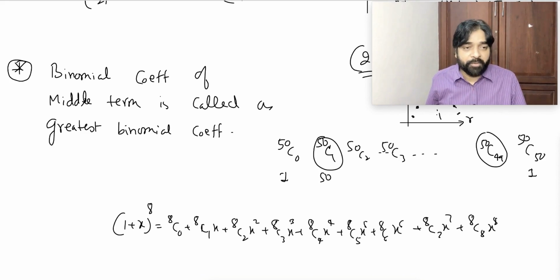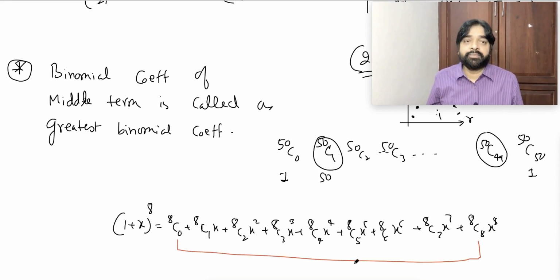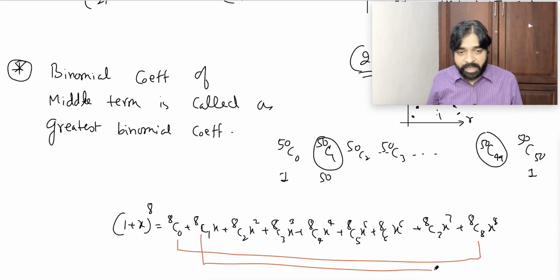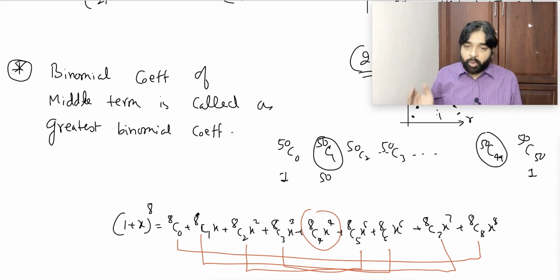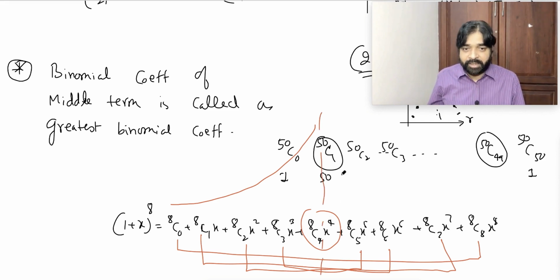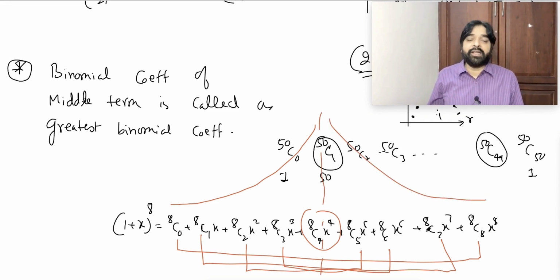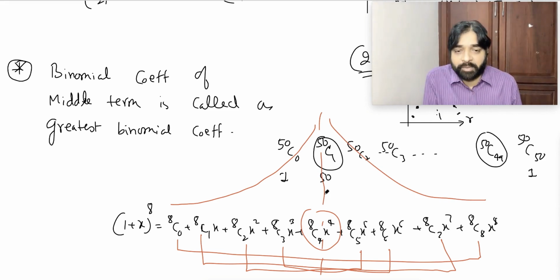If you carefully watch, this value is the same as this value. I am talking only about the binomial coefficient. This value is the same as this value, and this one is the same as this. This one is alone. So till here, the binomial coefficient value is increasing. After this middle point, the binomial coefficient value starts decreasing. That's why this is called the greatest binomial coefficient.